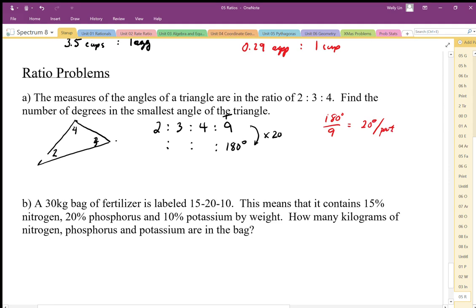Okay, well that means then each part is 20 degrees, so I multiply 2 times 20, I get 40 degrees here. 3 times 20 gives me my 60 degrees here. 4 times 20 gives me my 80 degrees, and this adds up to my 180 degree triangle. So there it is. This is going to be 40, 60, and 80 degrees. So that total part was implied. Okay, so sometimes you have to read through the problem and we can imply some parts of that ratio.